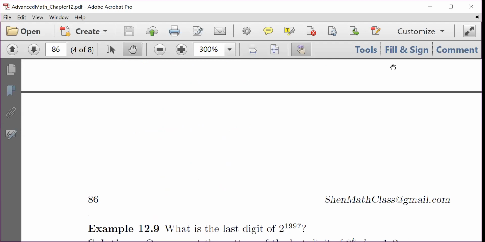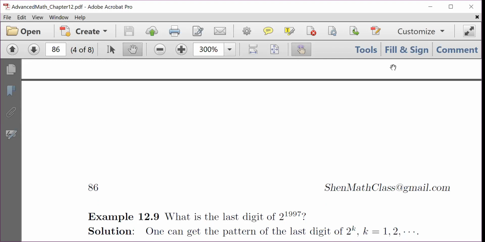So we want to see what is the last digit of 2 to the 1997. That was a math contest problem in 1997. You can change it to 2018 if this is the year. So we need to know how to solve this type of problem. So let me explain to you.